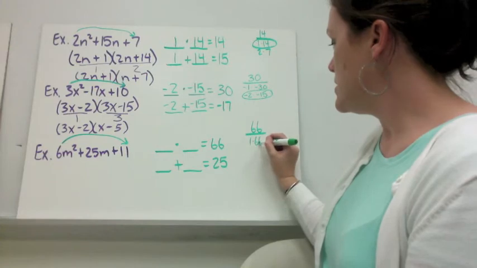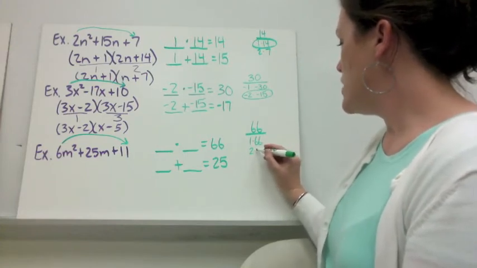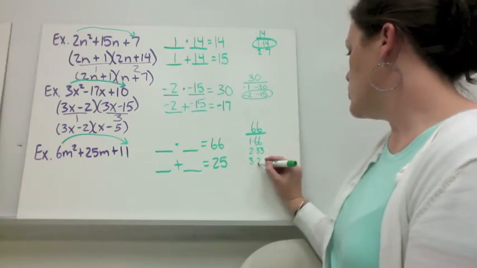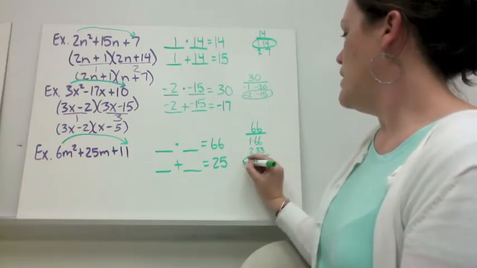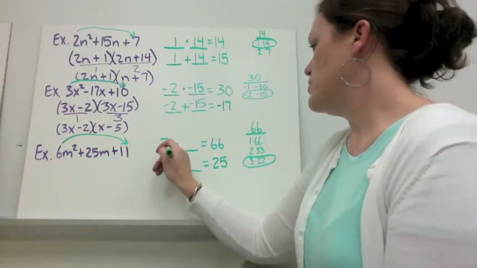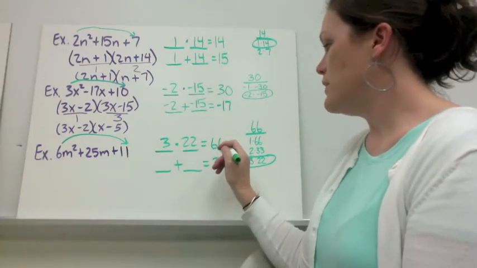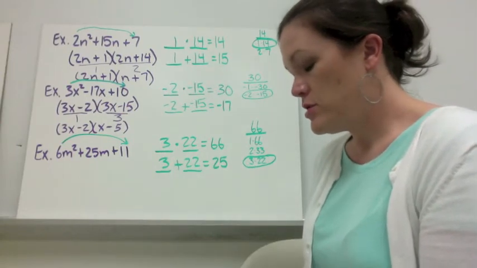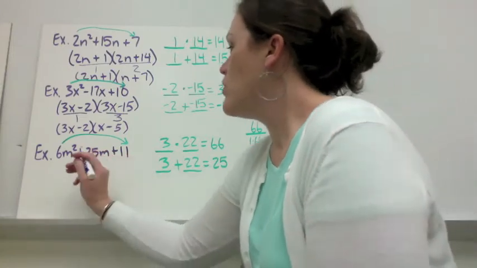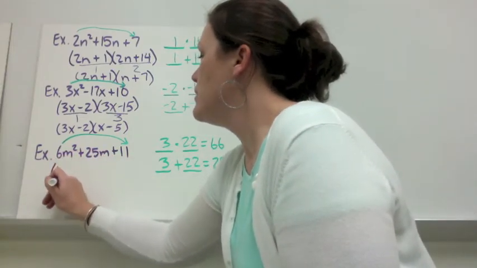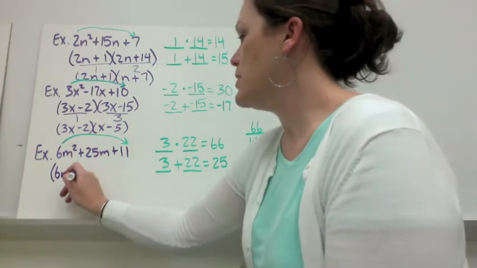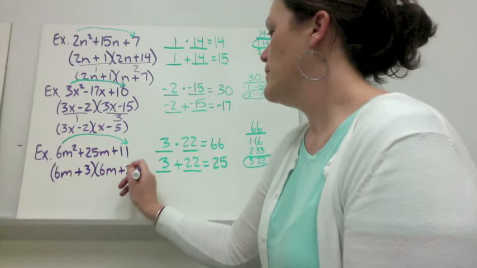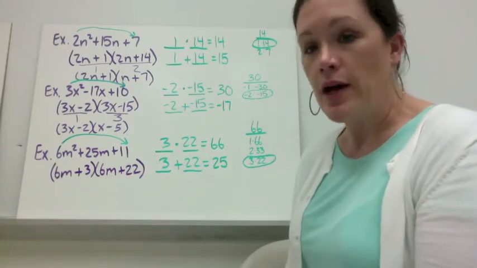So 1 times 66, 2 times 33, 3 times 22. That looks like the right pair. So 3 times 22 multiplies to give us 66 and will add to be 25. So let's write our answer, or almost our answer. We have 6m, then we put our numbers in, plus 3, and 6m plus 22. But we have an extra 6 that we've got to take out.